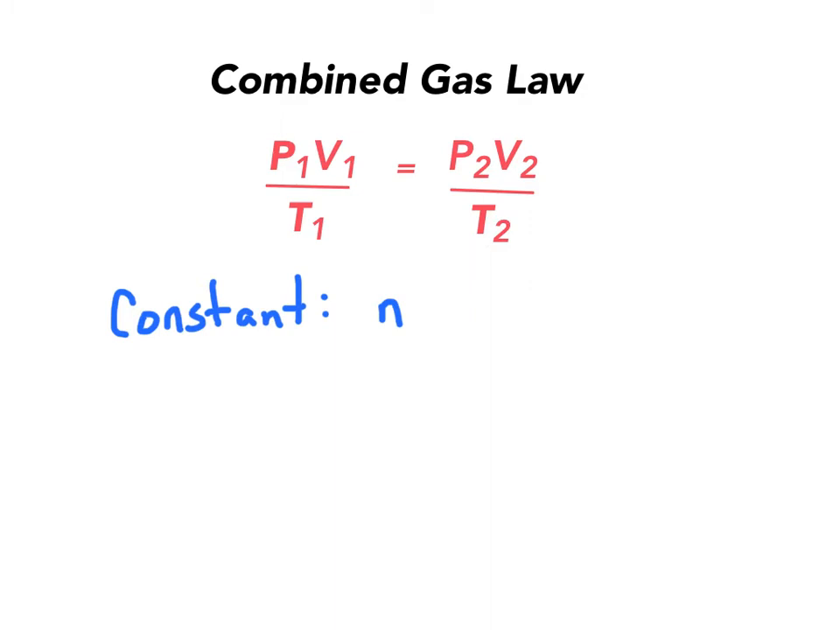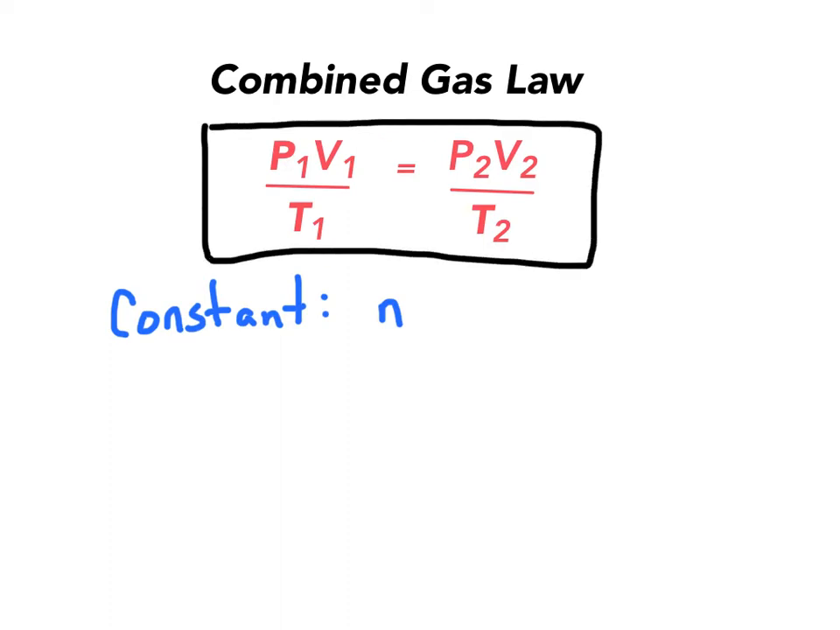You're going to want to write down the combined gas law. It is this: P1 V1 over T1 equals P2 V2 over T2. It does keep the number of moles constant, but this is where all of these other ones can change. And really all the other laws can be derived from this too.